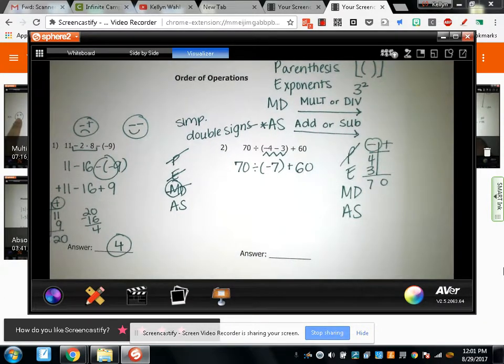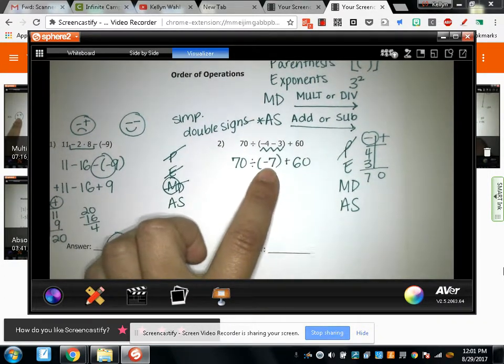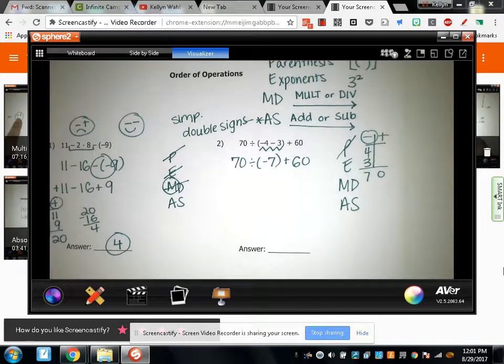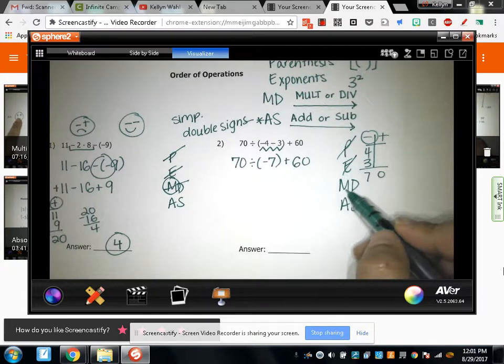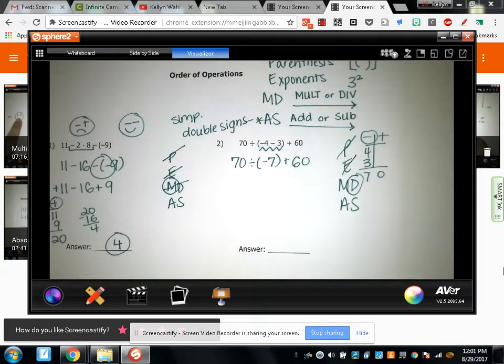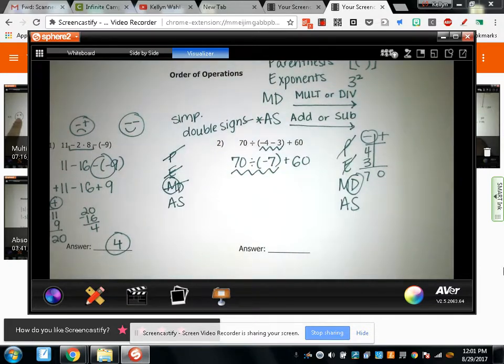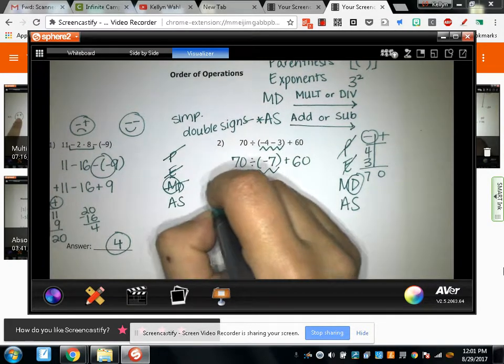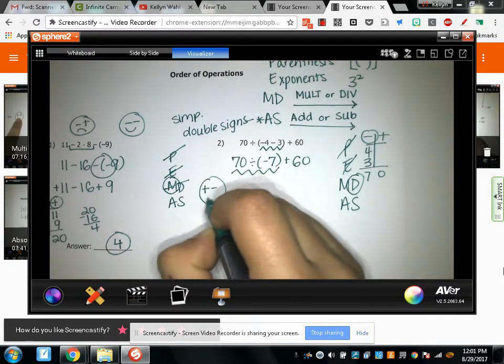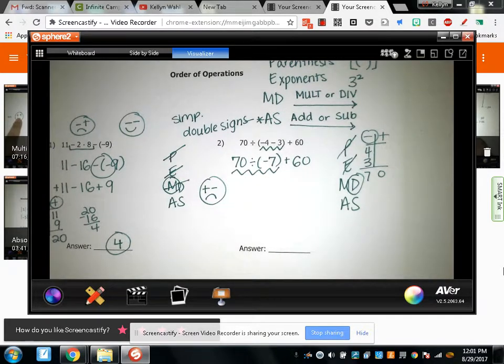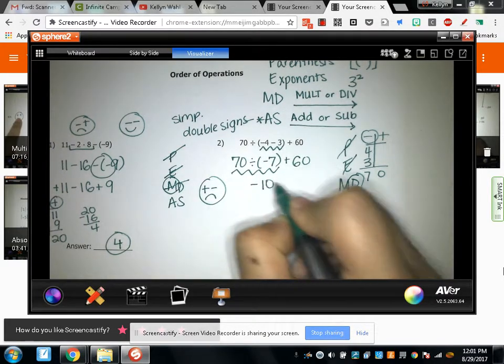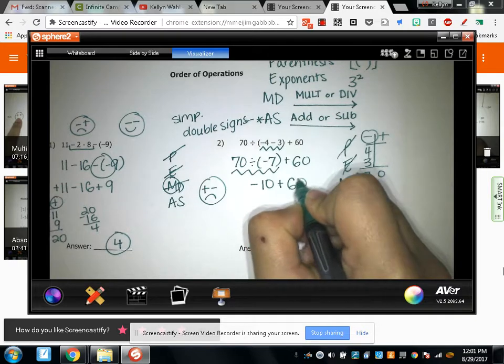Done with parentheses. There's still parentheses here, but there's nothing to do inside of them, so I'm done with parentheses. There's no exponents. There's no multiplication, but there is some division, so I'm going to work on that division first. This is 70 divided by -7, which is a -10, plus 60.